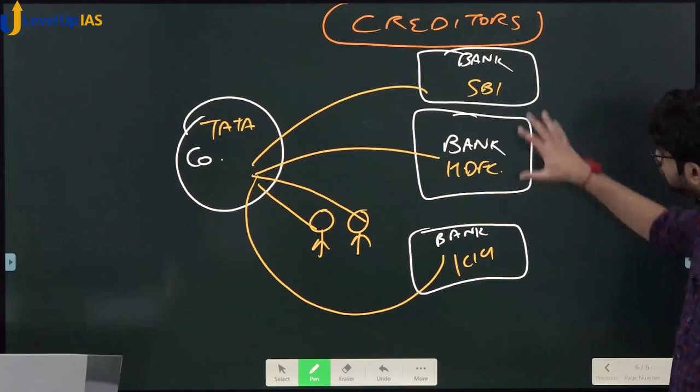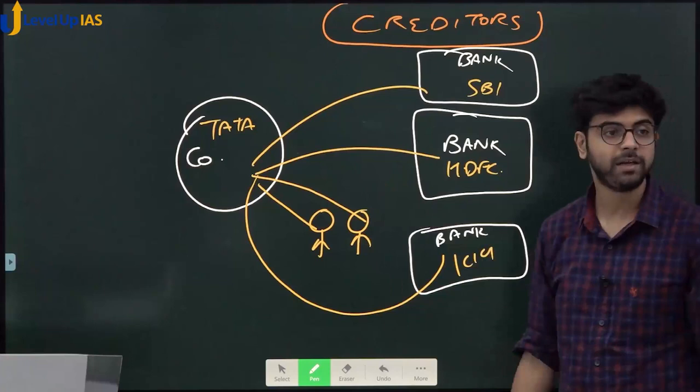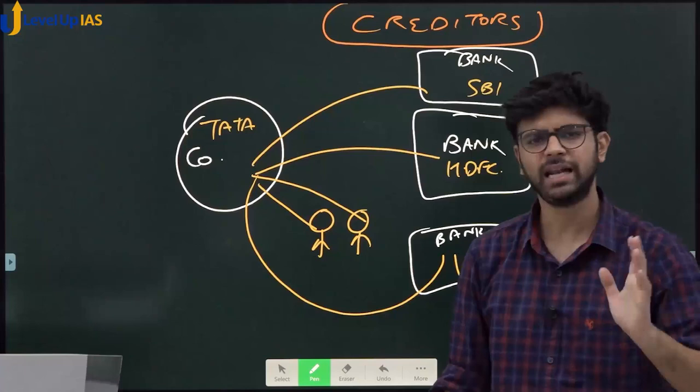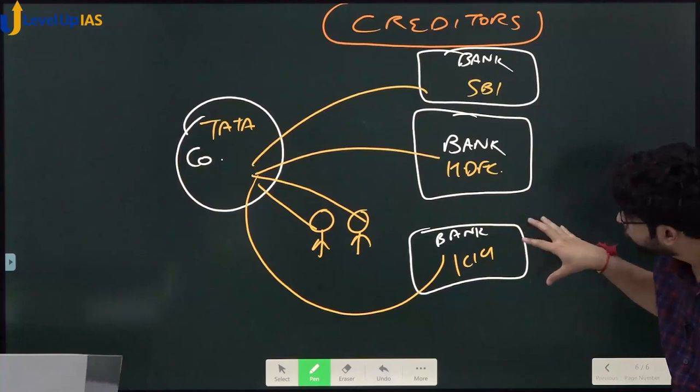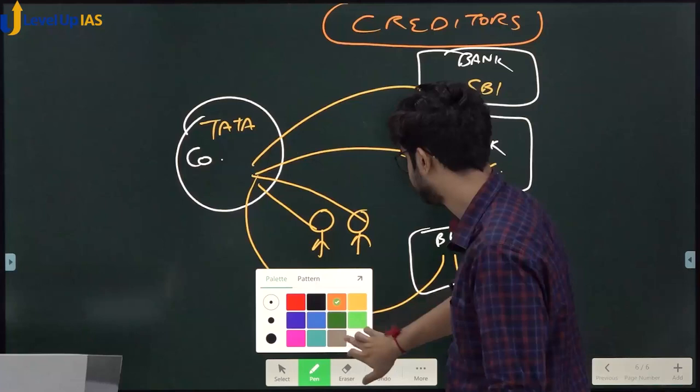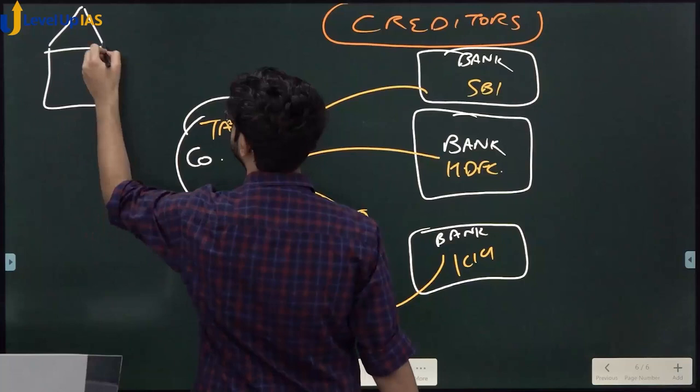Now creditors can also approach a court and say he is not giving me money. I'll tell you each and every step of how this happens, and then I'll give the names. Either they can approach the court individually, or they can together approach the court. Once they approach the court, let's draw a court here. This is a court. They have approached the court.